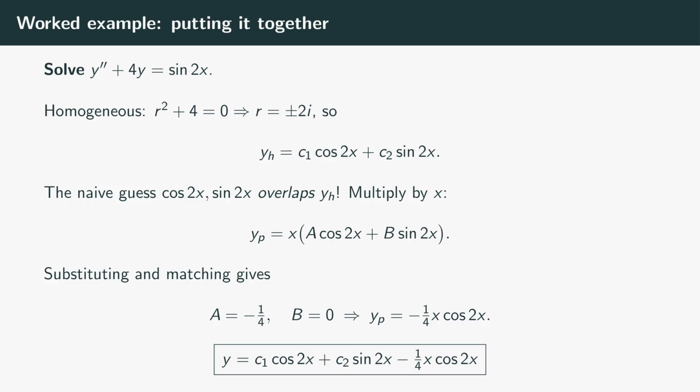Substituting and matching coefficients, you find a is -1/4 and b is 0. So the particular solution is -1/4 x cos 2x. The full solution is the homogeneous part plus that. And notice what the factor of x does physically. It makes the response grow without bound as x increases. That growing amplitude when you drive a system at its own natural frequency is resonance, the star of a later episode.